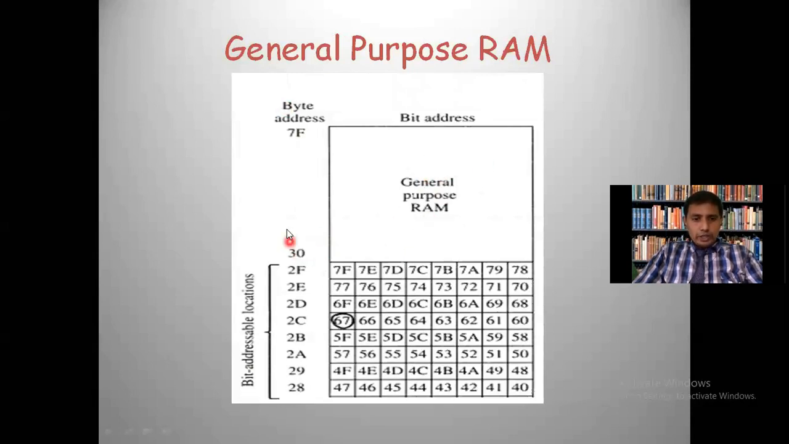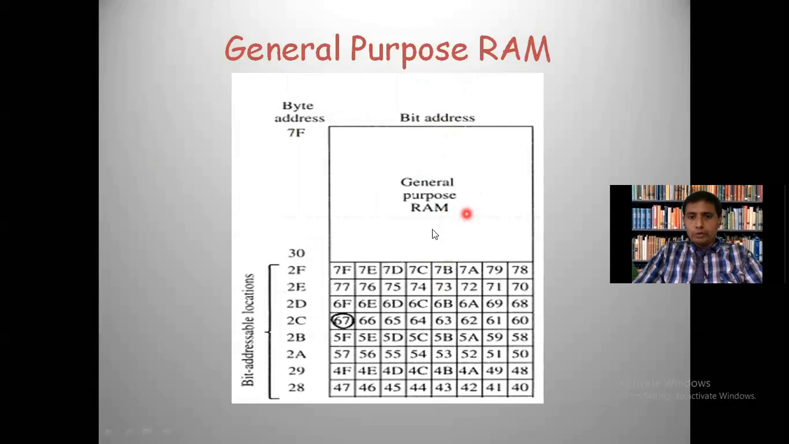In that, 32 bytes relate to general purpose registers, the first part. The next 16 bytes relate to bit addressable memory. 32 plus 16, 48 over. Then out of 128, the remaining 80 relate to general purpose RAM.